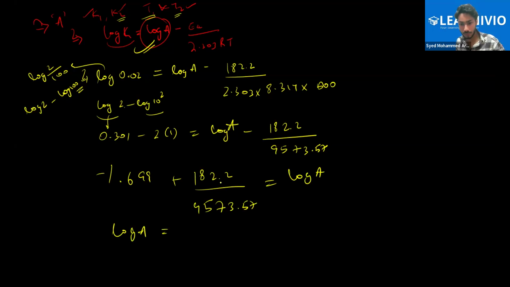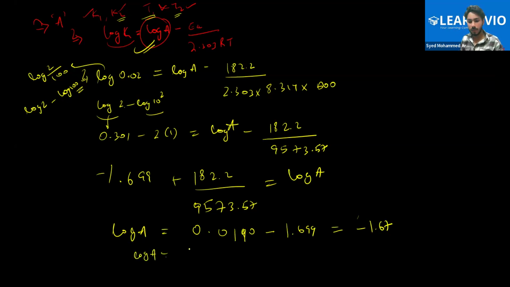So this thing I have to solve, no? So 82.2 divided by 9,573.57. I'll get the answer as 0.0190. Okay, so 0.0190 minus 1.699. So I'll get my answer as minus 1.67. So this is the answer that I'll get. The value of log A is minus 1.67.